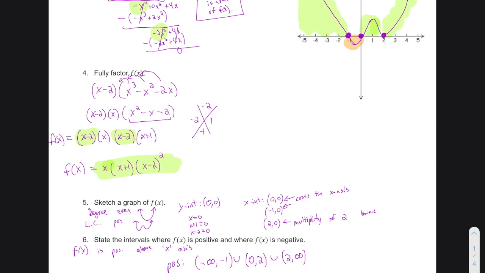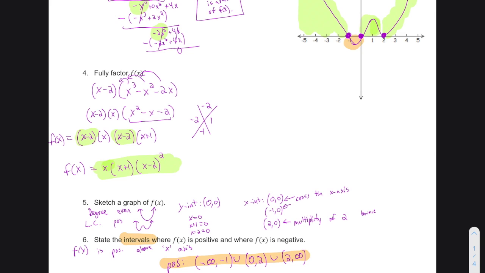So our negative interval is from -1 to 0. Okay. And when we state these intervals, we are stating the x values or the inputs for which the function provides positive and negative outputs. So everything that I'm writing here, these are describing x values.